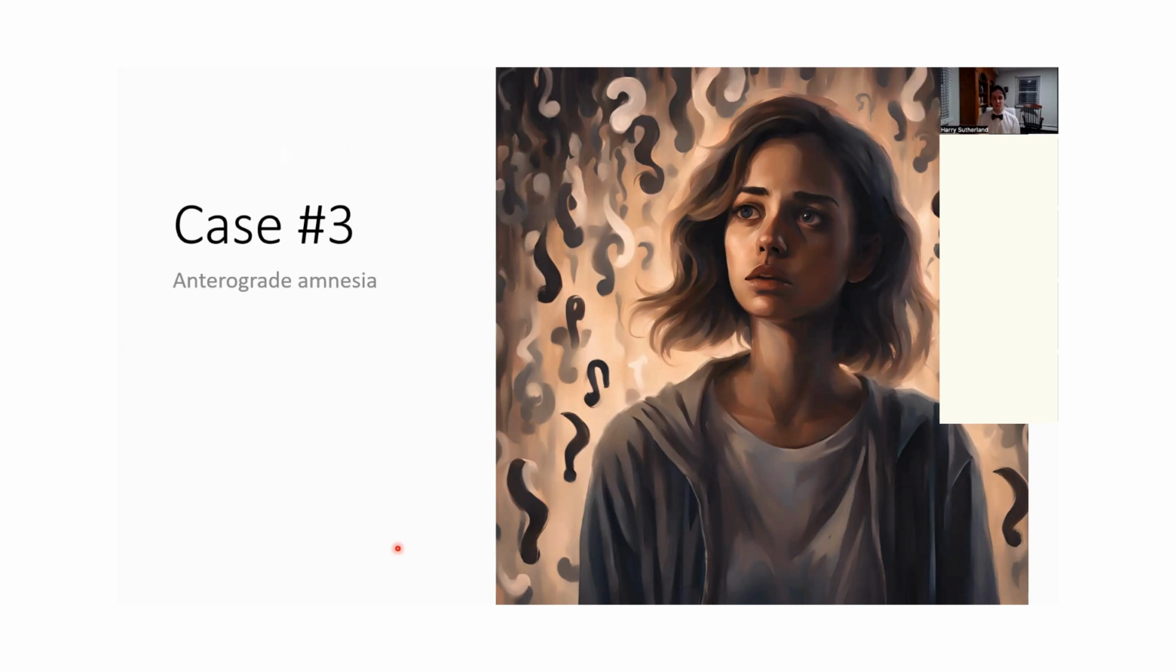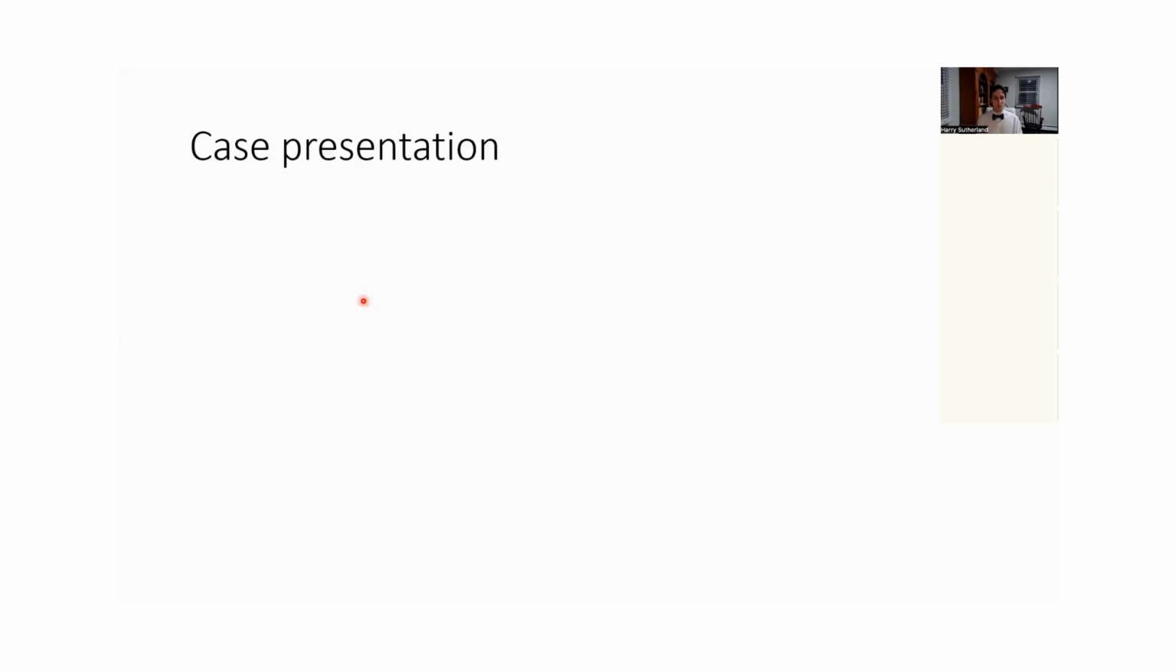Okay, so the third case is a case of anterograde amnesia, and I think this was probably the best illustration AI spat out for me. I think it's just really great. So a little bit of breaking down these words on the next page, but I promise we'll make sense of some of these bigger words.